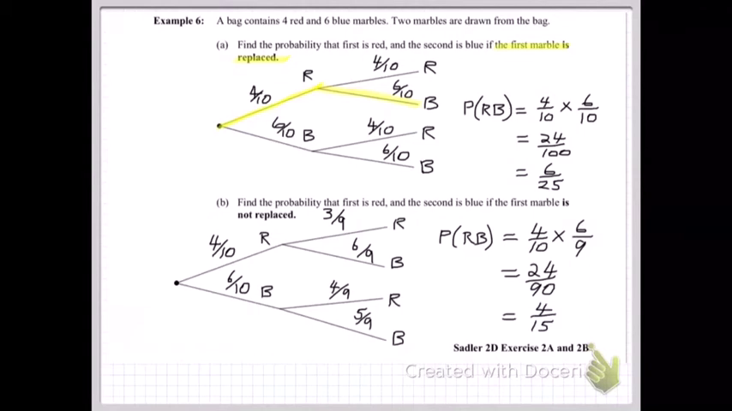And you should realize here that there's a slightly greater chance of drawing a red followed by blue in the second case if we don't replace the red. That's because there are more blue relative to the number of reds in the bag than when we started.